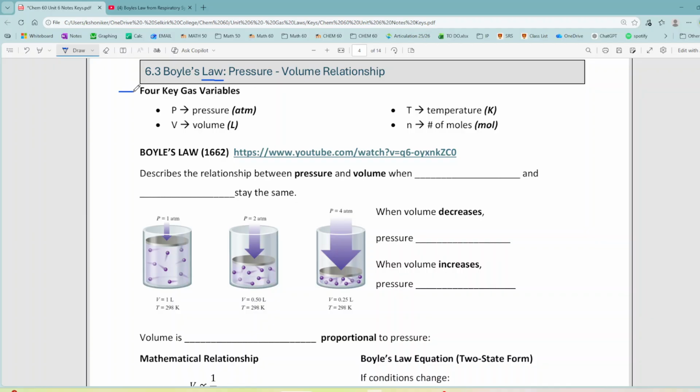So there's 4 key variables that we're going to be talking about with gases, and that is pressure, volume, temperature, and moles. Now, the SI unit for pressure is atmospheres, the SI unit for volume is liters, the SI unit for temperature is kelvins, and moles are just moles.